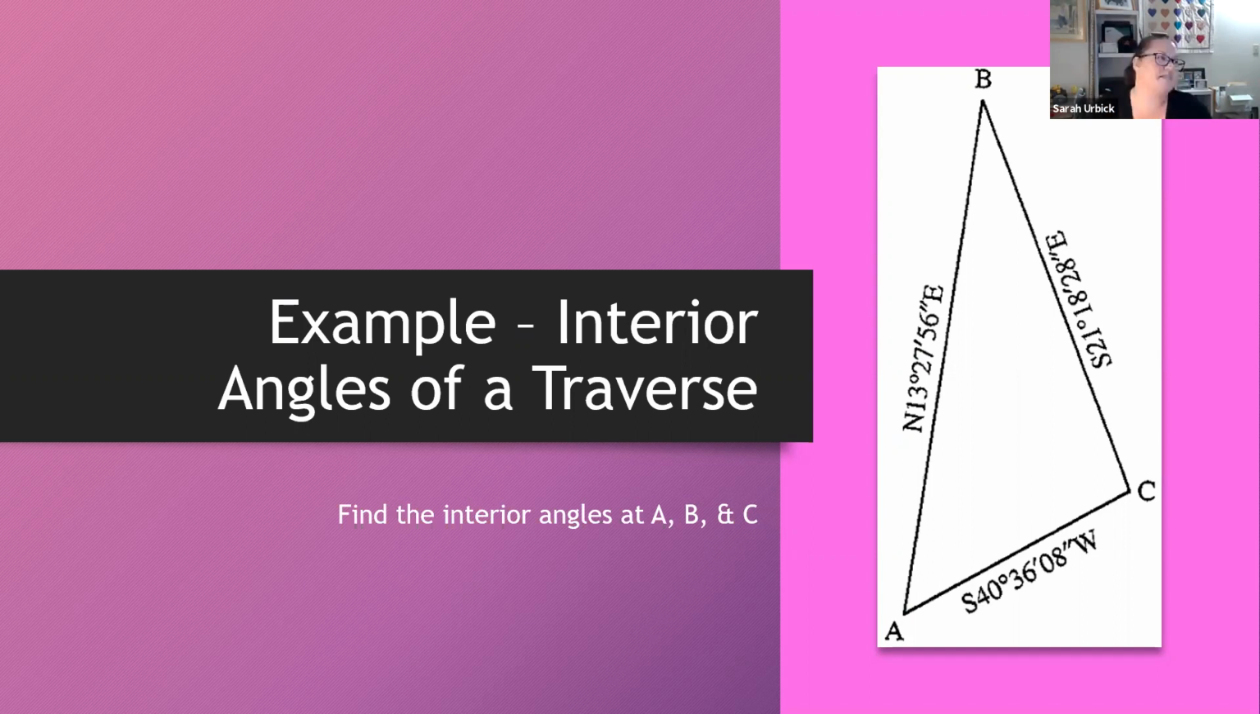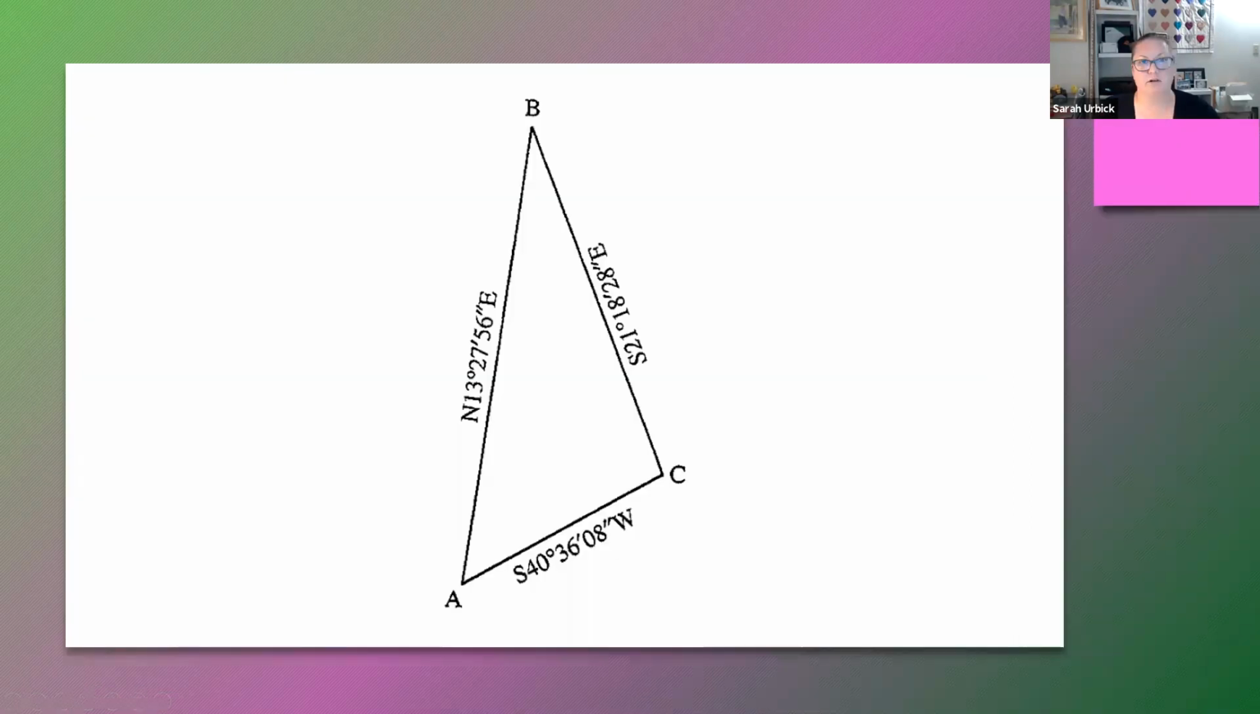So here, this example, interior angles of a traverse. If what we have are these property lines, we could end up with a property line, the boundary that looks like this triangle. All right. So what are our interior angles? Where would we start to figure that out? First thing I would recommend, get all of those angular measurements and convert them to degrees.